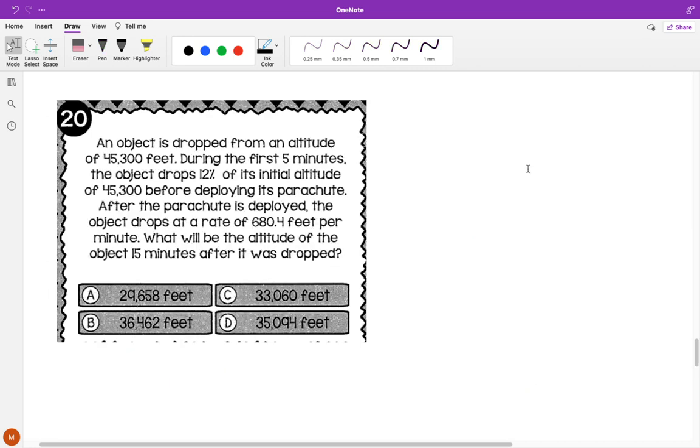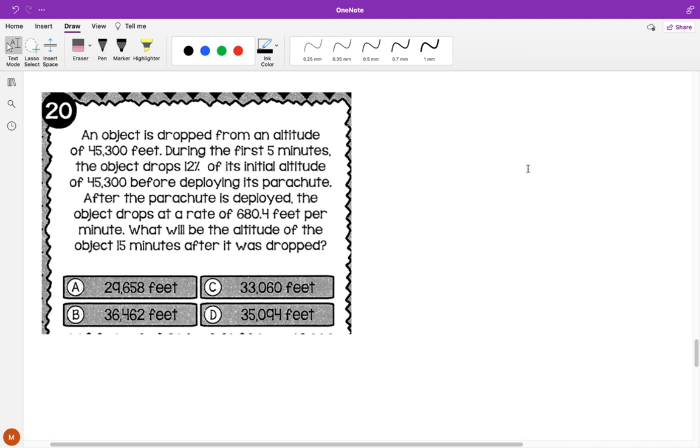All right, so for this one, it says an object is dropped from an altitude of 45,300 feet. During the first 5 minutes, the object drops 12% of its initial altitude of the 45,300 before deploying its parachute. After the parachute is deployed, the object drops at the rate of 680.4 feet per minute. What will the altitude of the object be 15 minutes after it was dropped? So after it was dropped includes this first 5 minutes. We're not doing 15 minutes after that. We're doing an additional 10.